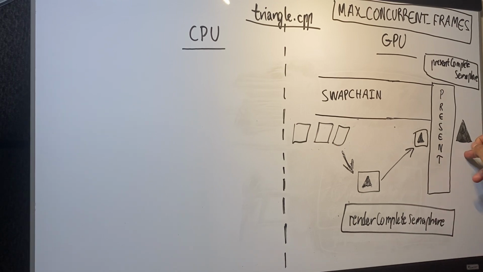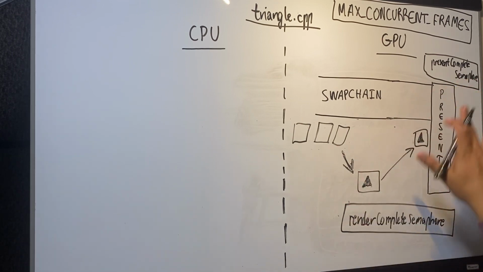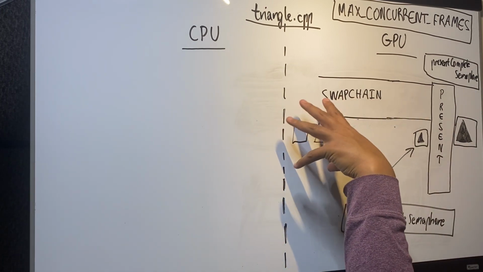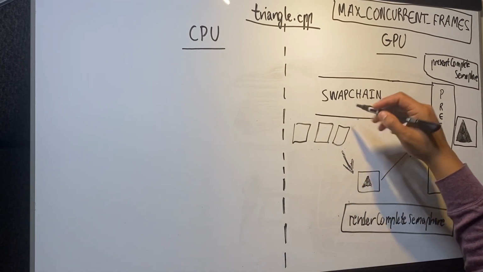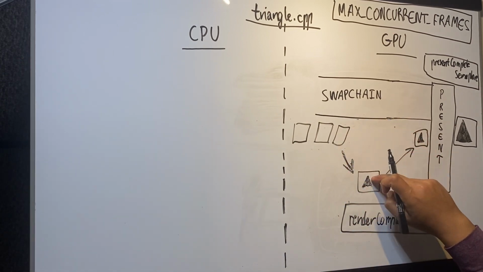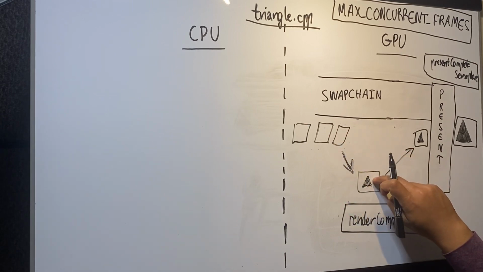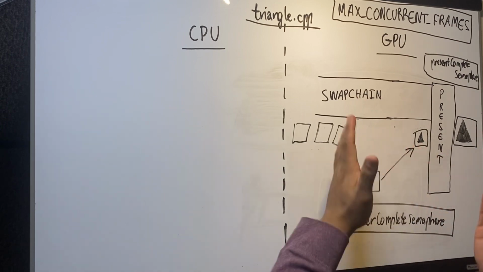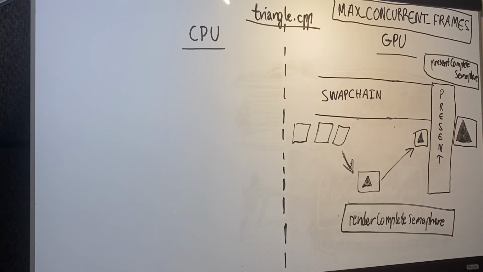But while this is being presented, the present complete semaphore is managing it to tell the application, tell Vulkan, tell the GPU, tell everybody that, hey, this frame is now actively being presented. It is not available for anything else. Same thing with this guy. This frame is actively being drawn on, rendered to. It is not available for presentation. So that's the duality that we're managing here. And that's what semaphores are for.